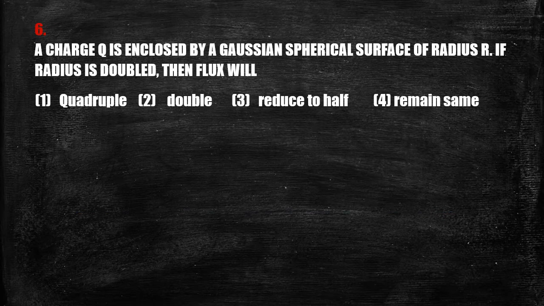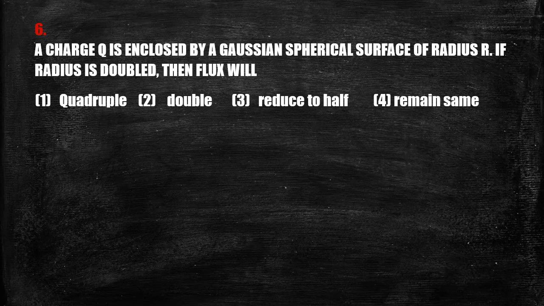Sixth question. A charge Q is enclosed by a Gaussian spherical surface of radius r. If the radius is doubled, then the flux will quadruple, double, reduce to half, or remain the same. Quadruple means it becomes 4 times, double 2 times. We have the reduced to half option and the remain same option.